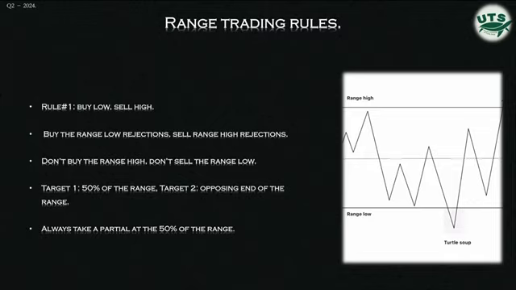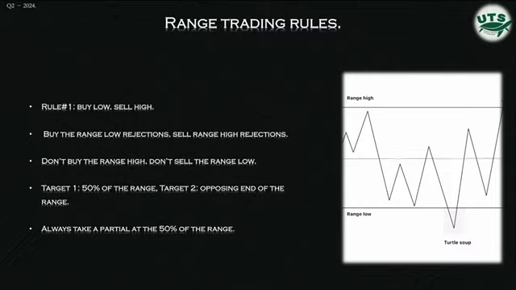The target is going to be 2. Number 1 is the 50% of the range, and target 2 is the opposing end of the range. Always take a partial at the 50% of the range. Always, every single time. And if you focused more on taking trades which went from one side of the range to the 50%, then you'll find a lot more trades and you'll have a much higher win rate.